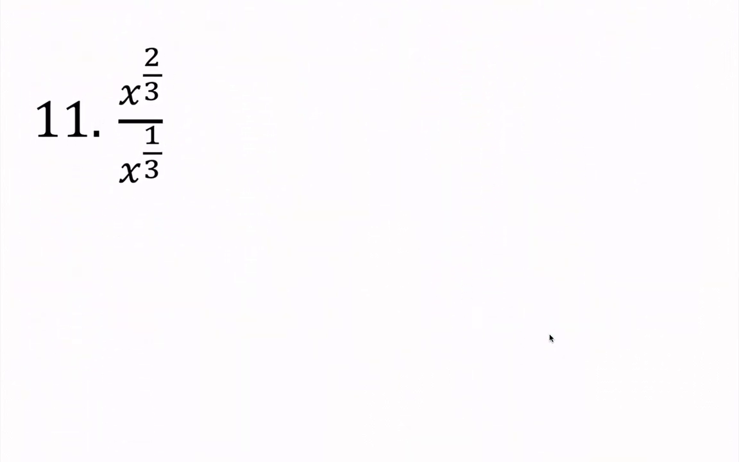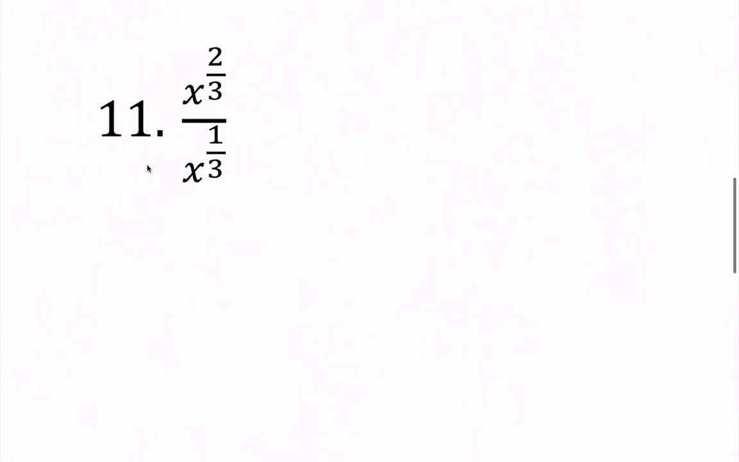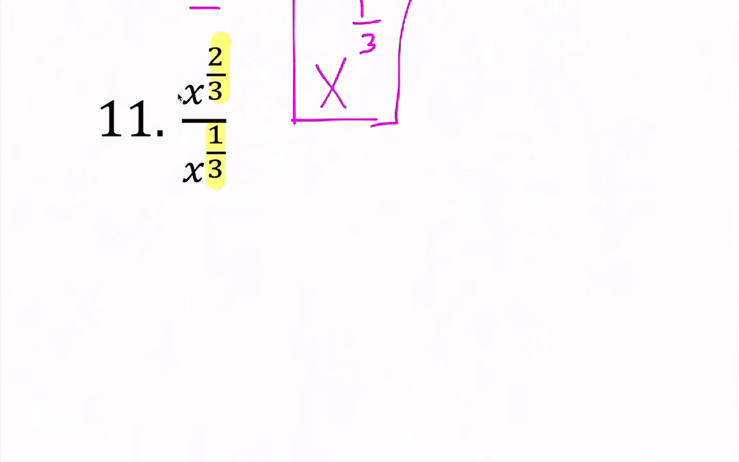Okay, on number 11, I see that I have x's on top and on bottom with no warnings, so I look for the bigger exponent. Well, I know that 2/3 is bigger than 1/3, so x belongs on the top. And when it's on top and bottom, I know that the rule is to subtract, so I'm going to take 2/3 and subtract 1/3. That's going to give me 1/3. Nothing left on the bottom, so that's my final answer.